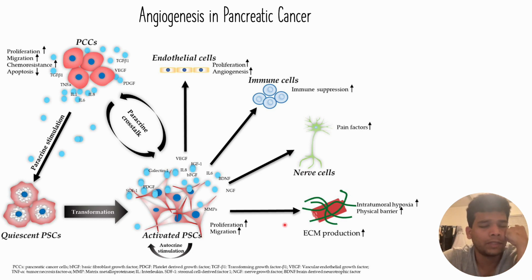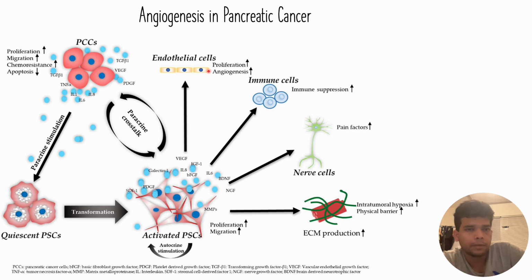And one of the main functions that helps the pancreatic cancer cells evade the immune response is the development of ECM, or extracellular matrix, production. This provides a physical barrier between the immune cells and the pancreatic cancer cells, thereby preventing the immune system from acting upon these pancreatic cancer cells.